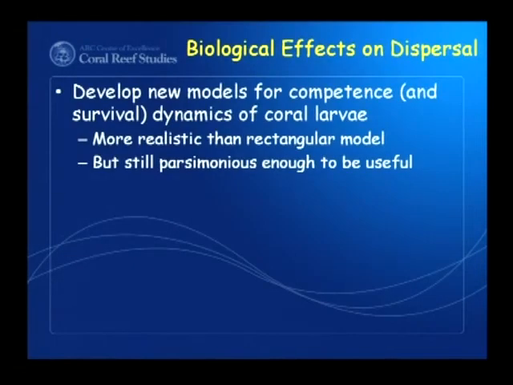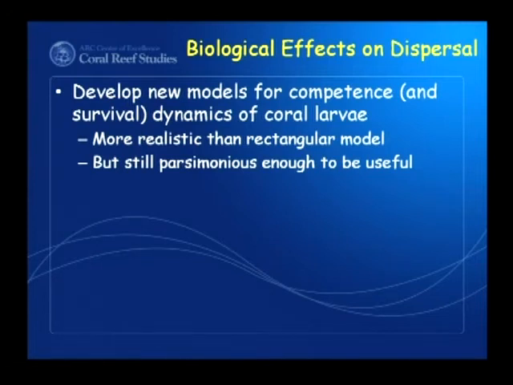And so what Andrew and I wanted to do was put together some new models for the competence, also the survival, which I'm not going to talk about, dynamics of coral larvae. We wanted to be more realistic than the rectangular model, but we wanted a model that was relatively simple, not a lot of parameters, so that it could be calibrated from the kind of data that we might realistically actually be able to collect, right?